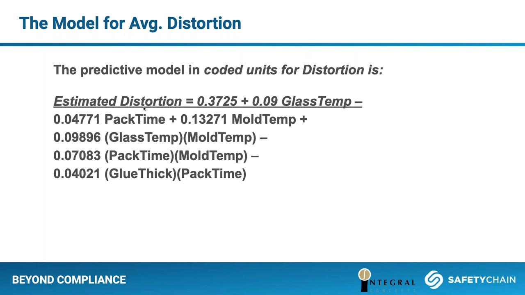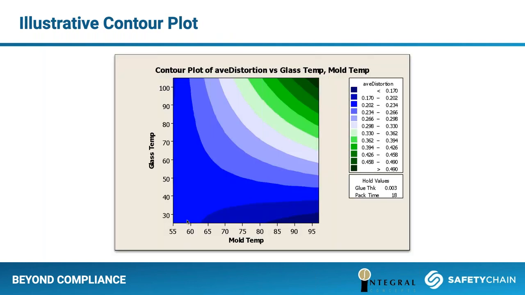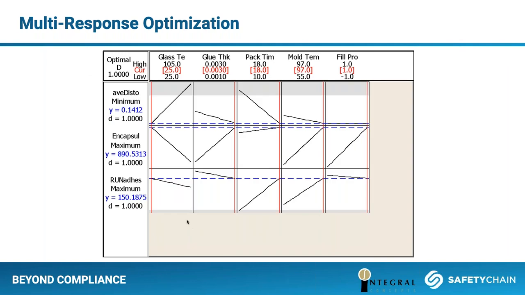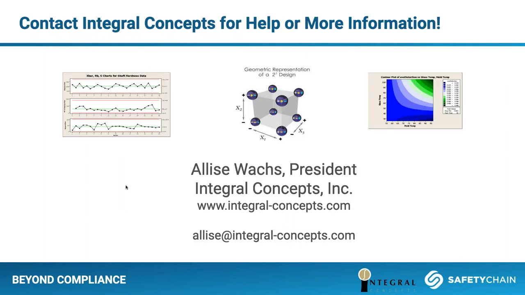And not only can we do this for one performance requirement like distortion, but I can develop math models for all my product performance requirements and use a technique called multi-response optimization, where I try to simultaneously optimize all my performance requirements. So anyway, I am going to end with this. This is an example of trying to simultaneously optimize several things, but I'm going to end right now so that I can open it up for questions.